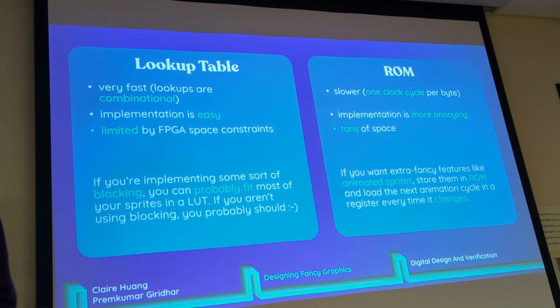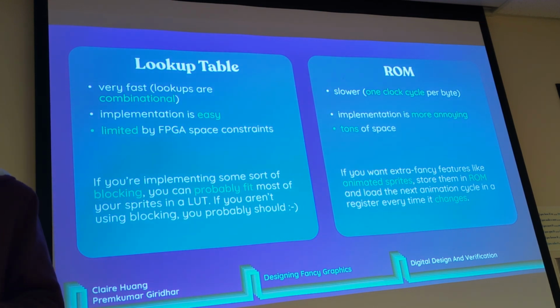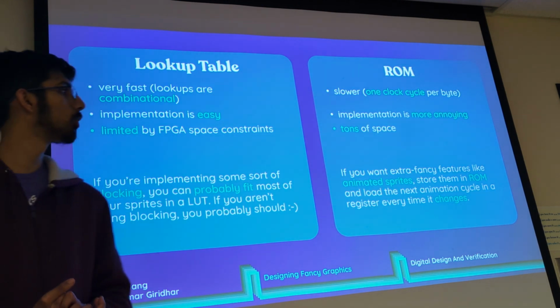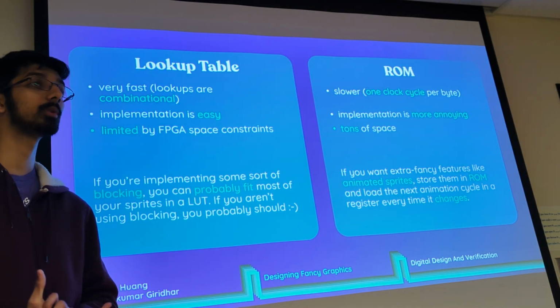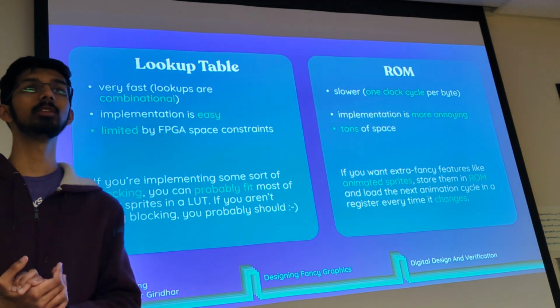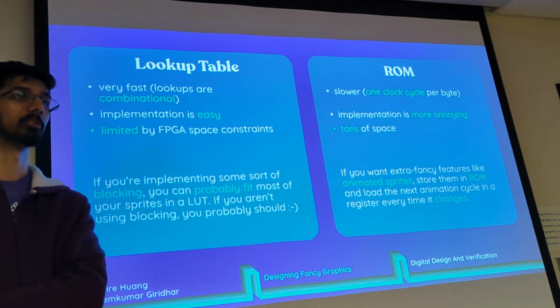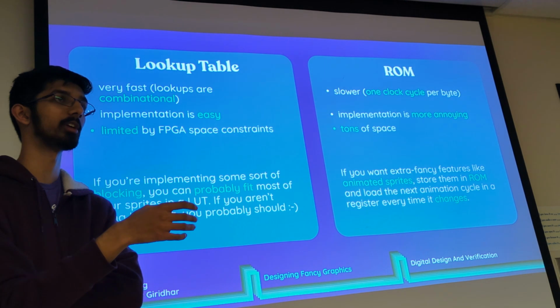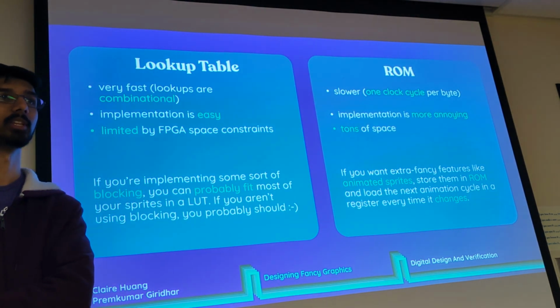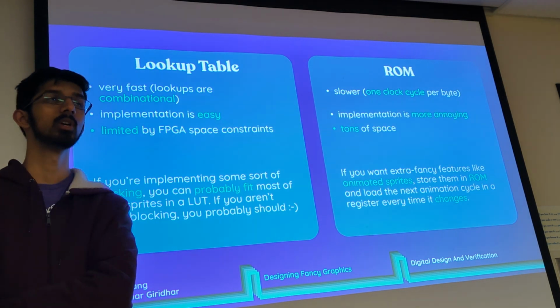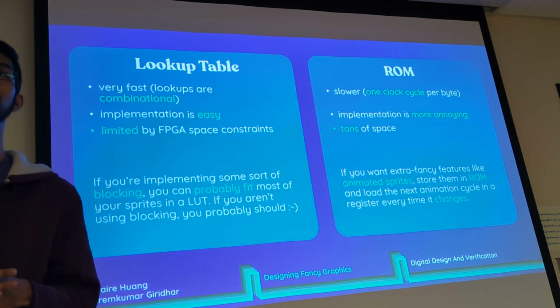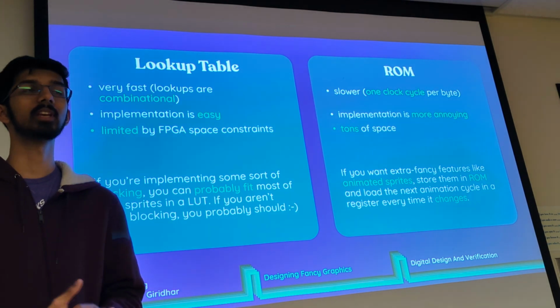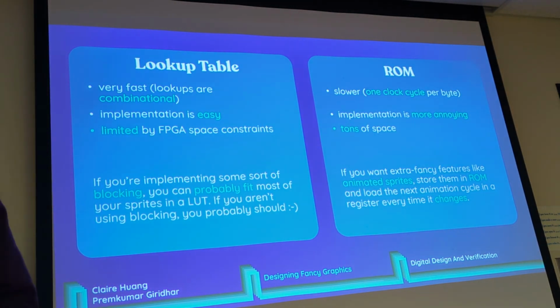However, if you're using ROM, it'll be a little slower because it takes a clock cycle to access, and the implementation is slightly more annoying. But there are IPs, and you also get a lot more space this way because they tend to be space optimized. If you want extra fancy features like animated sprites, which we'll briefly talk about, we recommend you store your animations, all the different versions of your sprite, in ROM somewhere, and then load the next animation cycle into a lookup table every frame, every time it changes. This is a good way to implement walk cycles or other steady animations in your system. They can also be unsteady if you want. That'll be a little more complicated.